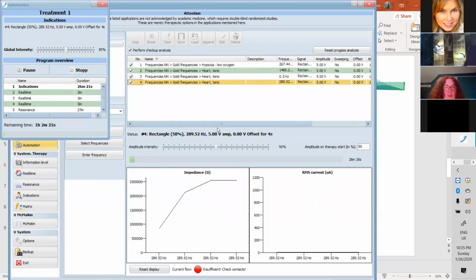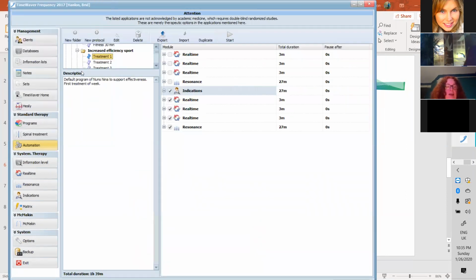Okay, I hope that's made something clear about how a Healy program moves through the different stages, and the fact that you're not just getting frequencies. Number 1, you're getting frequencies from a huge database. And number 2, you're getting frequencies after an analysis has been performed to determine whether and which frequencies you need. And that's monitored all the time.